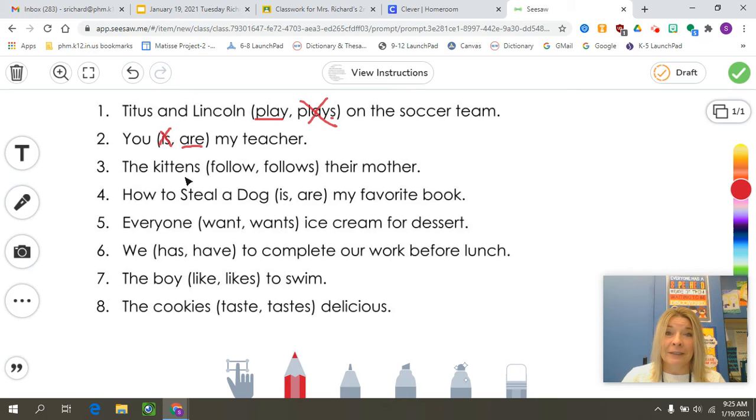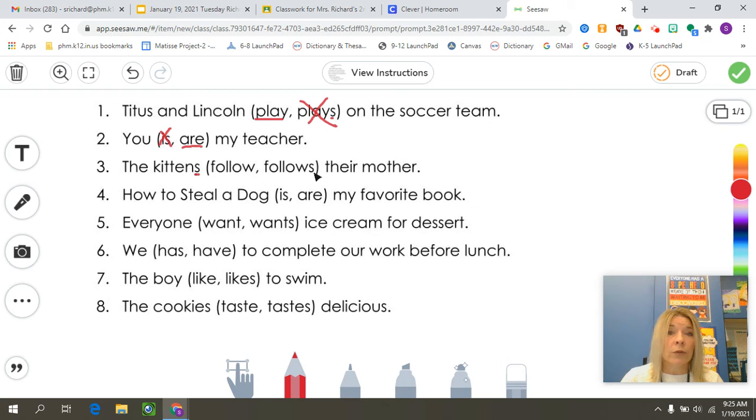Okay, let's keep going. The kittens blank their mother. So when I look at this, the subject or the noun up here, kittens, has an S. See that little S right there? So I need to make sure I'm reading it carefully. The kittens follow their mother. The kittens follows their mother. Be very careful. Look for those S's.